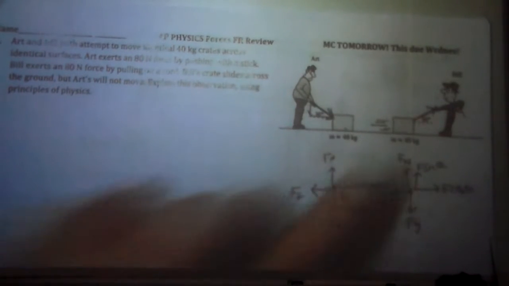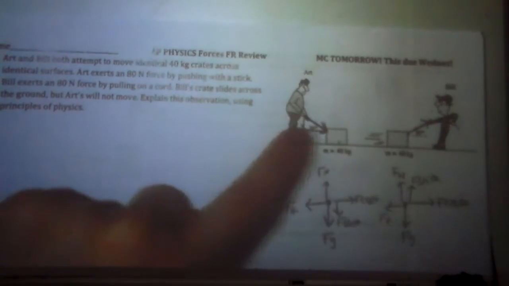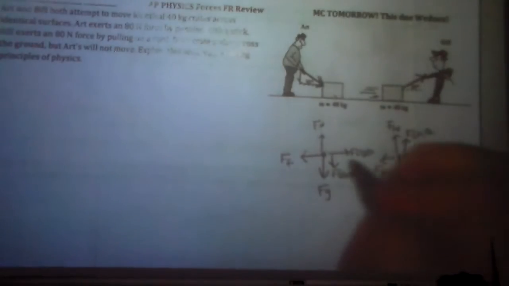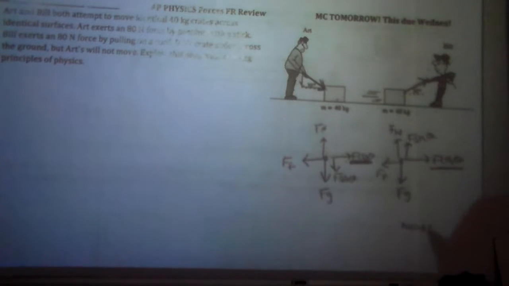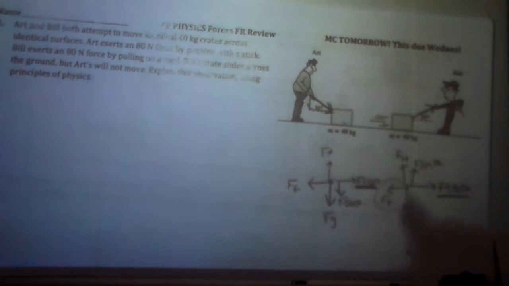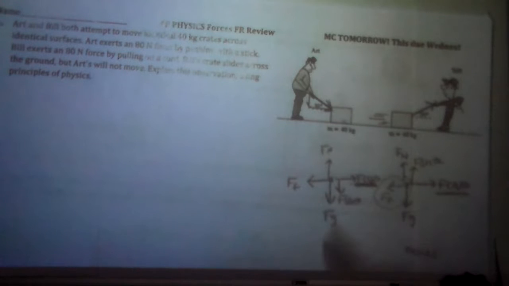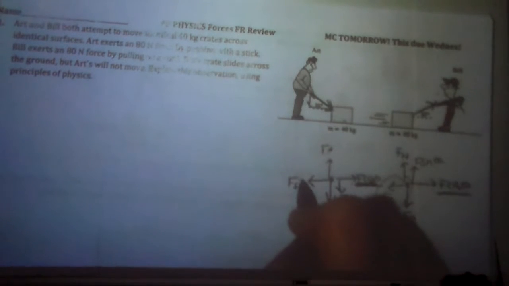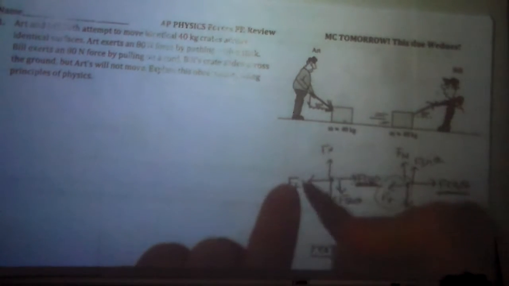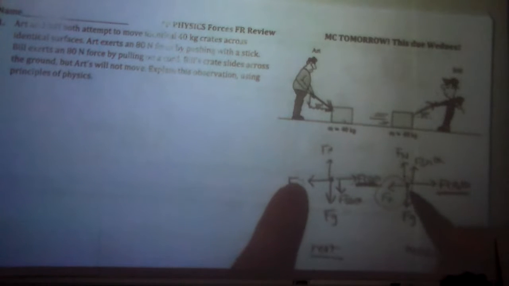Now the scenario is that Bill's moves, but Art's does not, and I want to know why his moves, but his does not. Because they have the same force at the same angle, so this is the same for both of them, right? But Bill's moves, which means this F cosine is enough to overcome friction, whereas for Art's, it is not moving, it is at rest. So the same F cosine is not enough to overcome the force of friction here. That means that Art must have more friction than Bill, because here it's enough to move, here it's not enough to move.